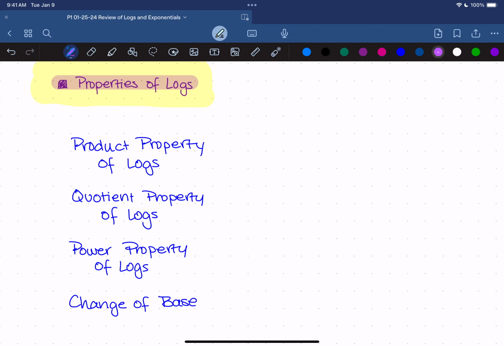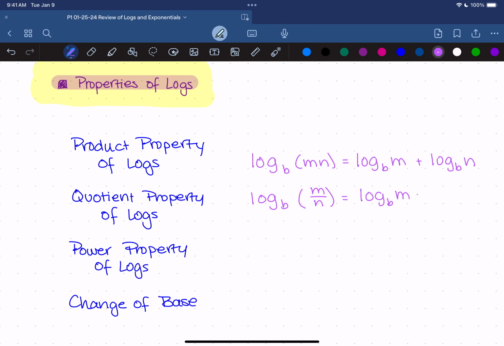Here are the properties. The product property of log says if you are taking the log of a product, then that is equal to log base b of m plus log base b of n. So this single log can turn into multiple logs. And then the quotient property is log base b of a quotient, m over n, and that can be expanded into 2 logs using subtraction.